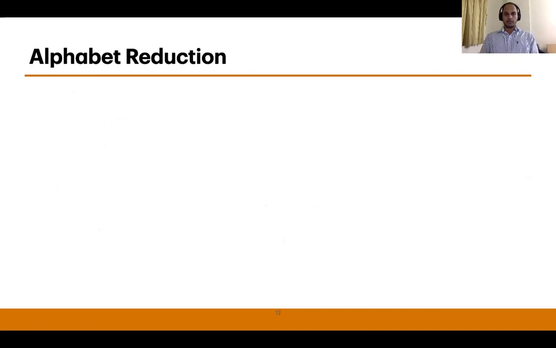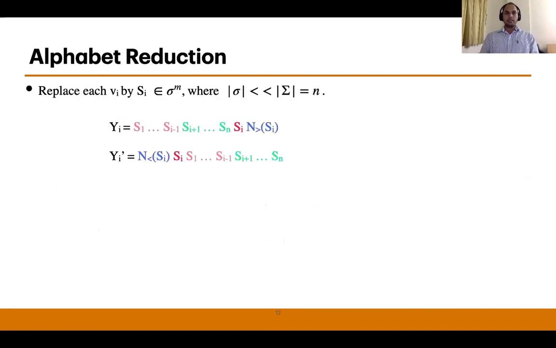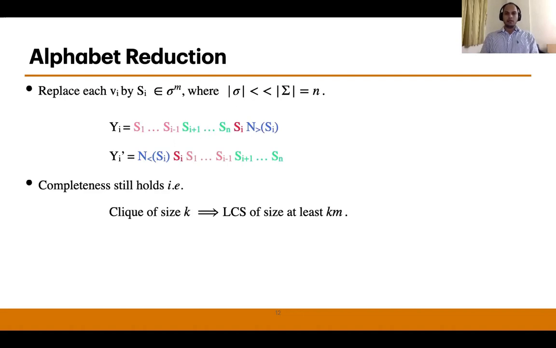Now we move to the alphabet reduction. In this case, we replace each vertex by a string of length m over a small alphabet sigma, where sigma has size less than n. And then we replace all the vi's in string xi by si, and we get strings yi and yi prime. The completeness still holds because we are just replacing the characters, and all the mappings which existed before replacing the characters still hold. So the LCS increases by a factor of m. We get that a clique of size k implies an LCS of size at least k times m.